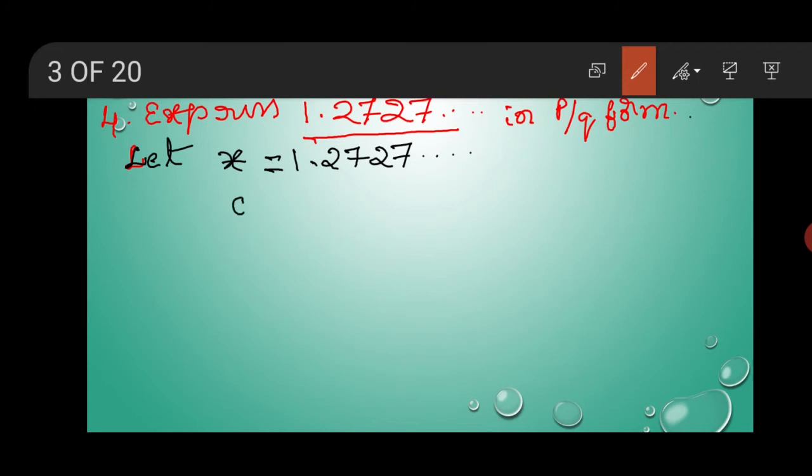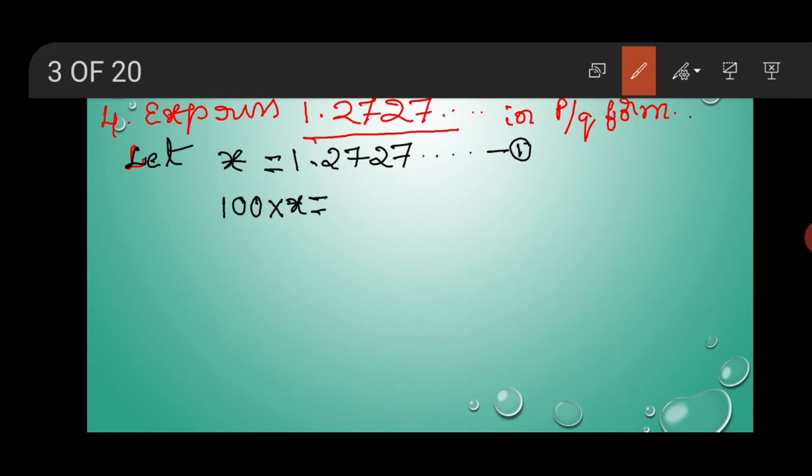So, first write down 20 followed by 1 number. It is 100. So, multiply the equation 1 with 100. It becomes 100 into x. Did you get this? Why is it 100?